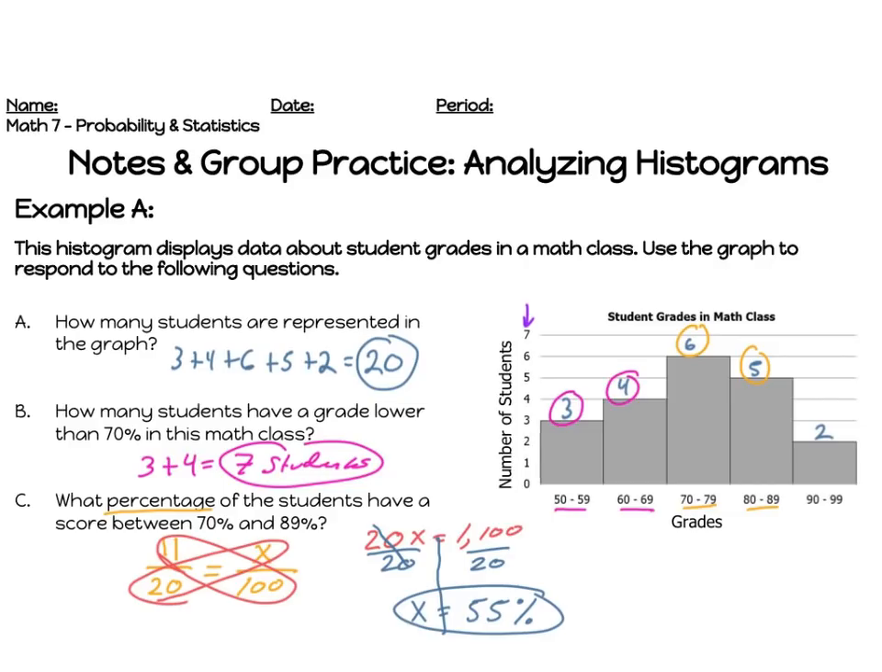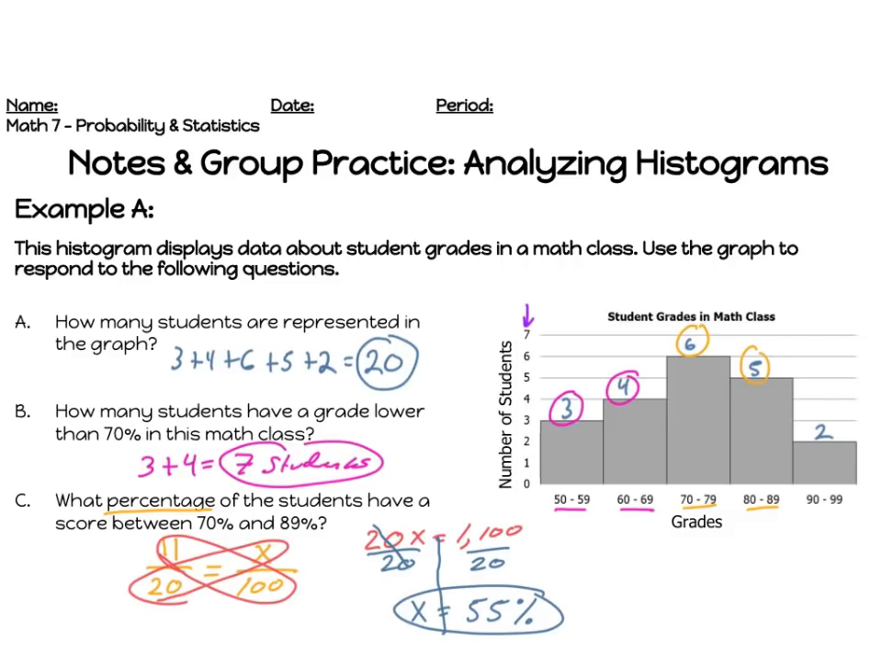So see, we took our one graph and we're able to answer many things about it using things that we learned. So we knew that we had to add things up. We needed to figure out which columns had certain amounts in them. And then we needed to use a proportion on our last problem, which we knew how to do. So we had to take a look at our graph and manipulate it around to figure out each thing.